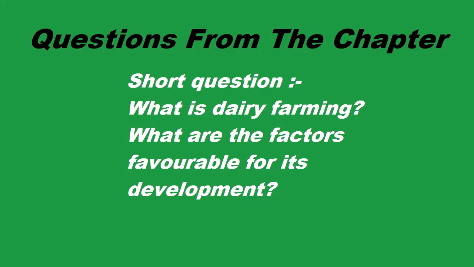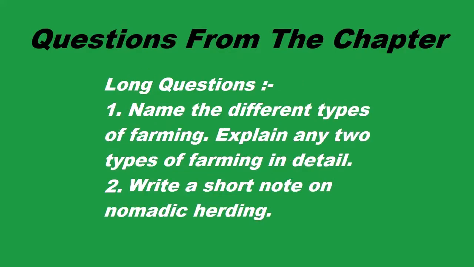So the rearing of cattle for milk is called dairy farming, and the factors favorable for the development of dairy farming are existence of natural pastures, availability of large labor force to look after the cattle, machines for milking, feeding and cleaning the cattle, and huge capital investment.